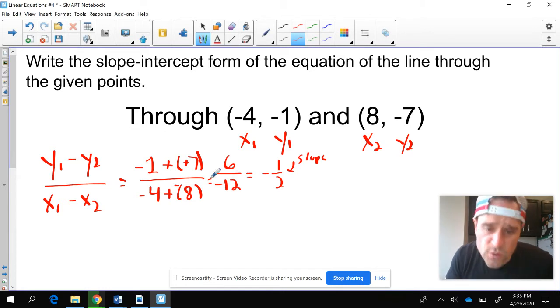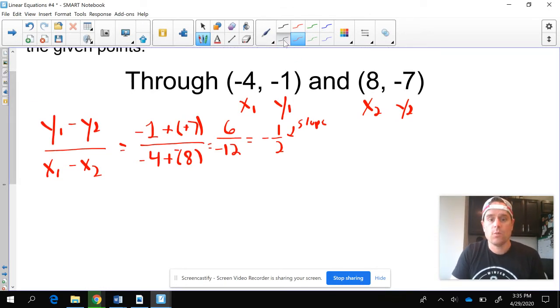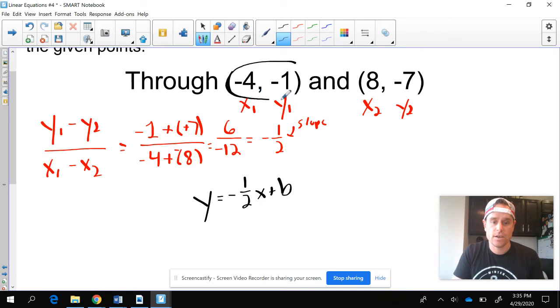Okay, so how do we find our y-intercept? Well, we're going to plug one of these numbers in. We know that y equals mx plus b. We already know the slope. We just found it, -1/2 x plus b. I'm going to use this point here. I think those numbers are easier. So let's plug those in.